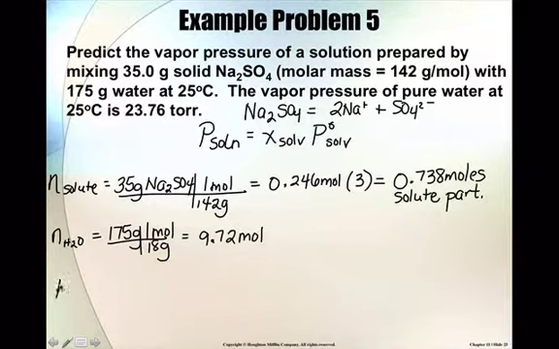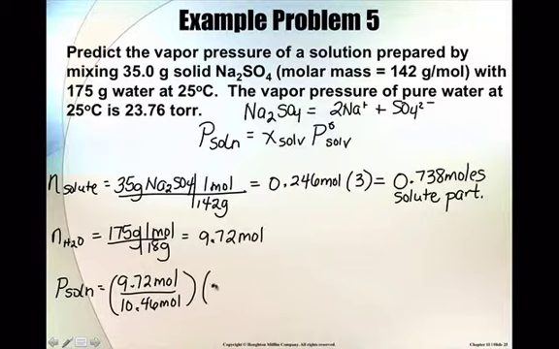So I just go ahead and plug it back in like I did before. The vapor pressure of the solution is going to be equal to the mole fraction of the solvent. So the solvent's water, which means I put water's moles on top. The total number of moles, if I add the 0.738 plus the 9.72, is going to be 10.46.